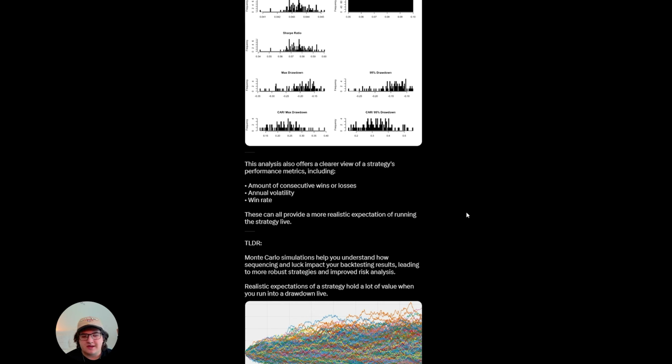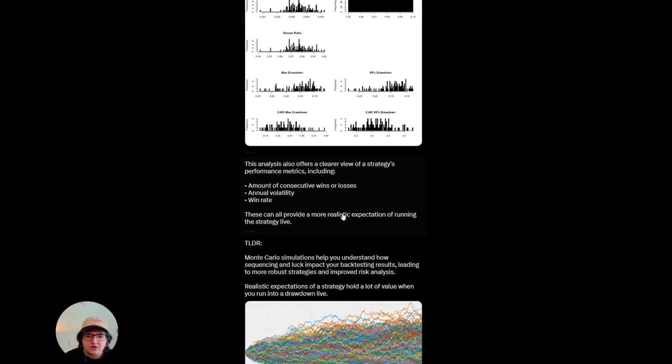But apart from that, you should really just do a backtest and a Monte Carlo and you can get that really useful information. As for other metrics, you can obviously look at annual volatility, which is great to know how much returns could volatilize within a year, or even the drawdowns, etc. You can also look at win rate.